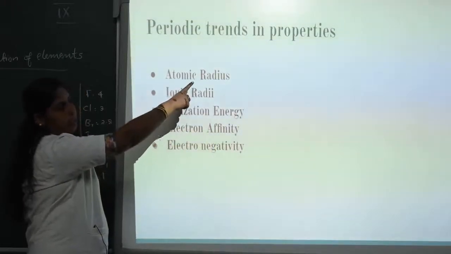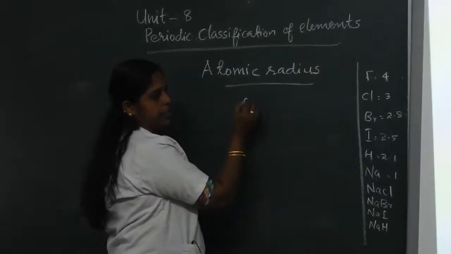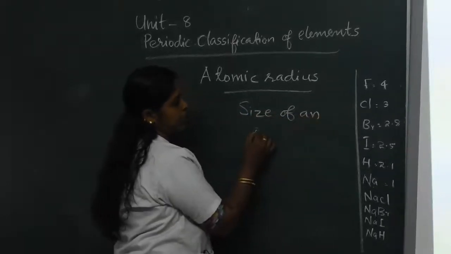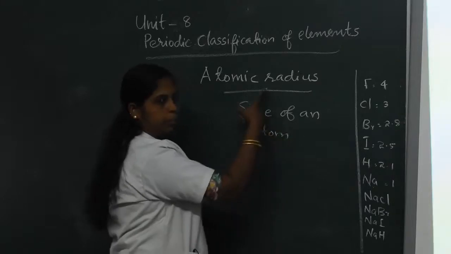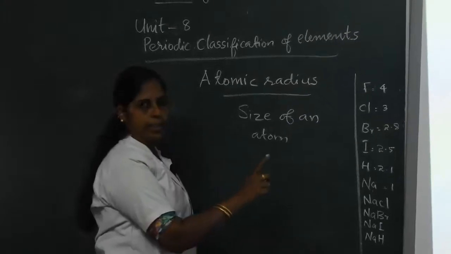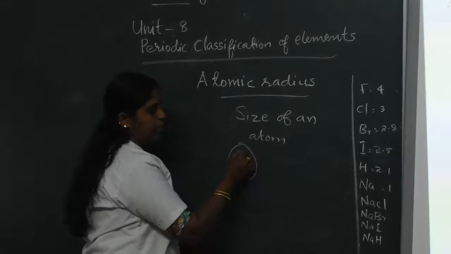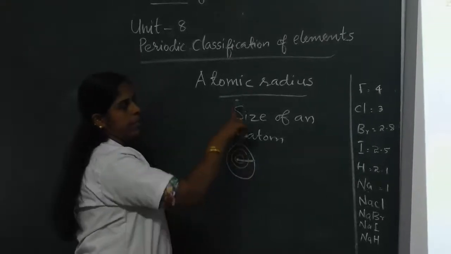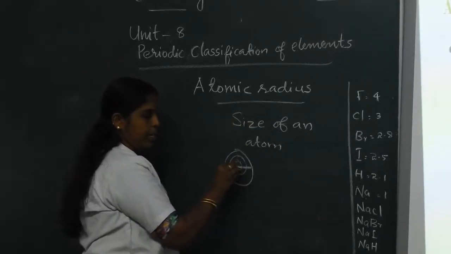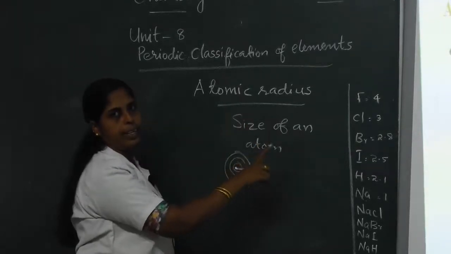Let's see what is atomic radius. Atomic radius is nothing but the size of an atom, that is atom size. The size of an atom is known as atomic radius. In the case of atoms, atomic radius is defined as the distance from the center of the nucleus to the outermost shell containing electrons. That is atomic radius.